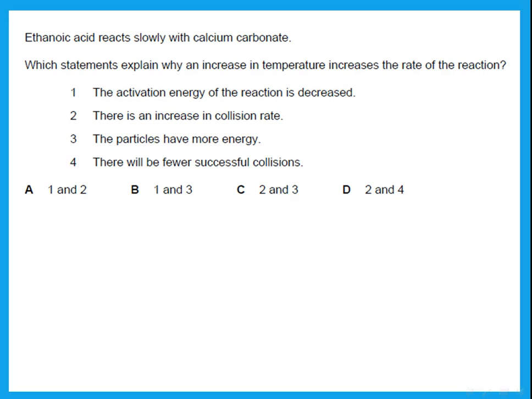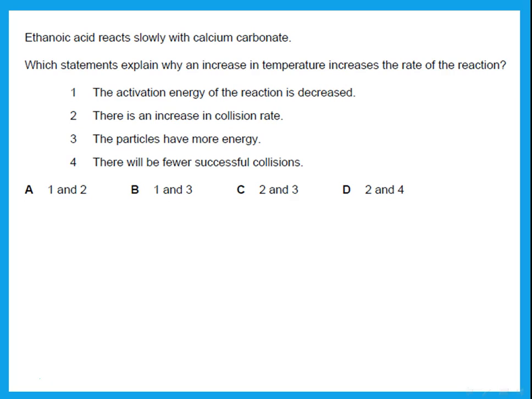Ethanoic acid reacts slowly with calcium carbonate. Which statement explains why an increase in temperature increases the rate? So we're increasing temperature, this increases the rate. Why? Activation energy is decreased? No. When we increase the temperature, the activation energy is actually the same. The only thing that affects the activation energy is the catalyst. So the only thing that will make the activation energy decrease is if I added a catalyst, not if I increase temperature or pressure or any of the other factors.